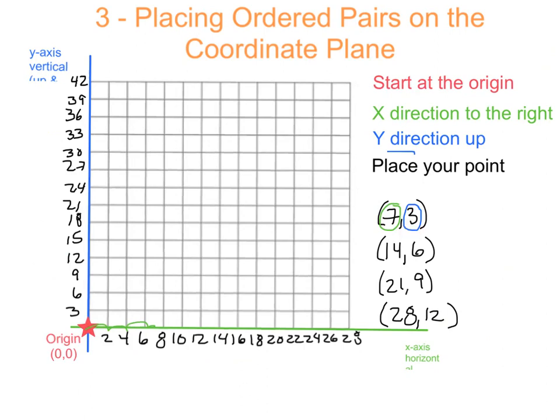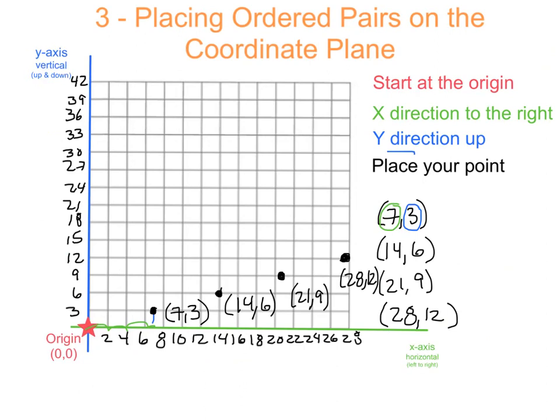So for here, we know that 3 is this first line. So then I'm going to go up 3. And then we're going to place our point, which happens to be at the area where the 7 and the 3 cross. So that's our first point, (7, 3). Now let's see what all the rest of them will look like.